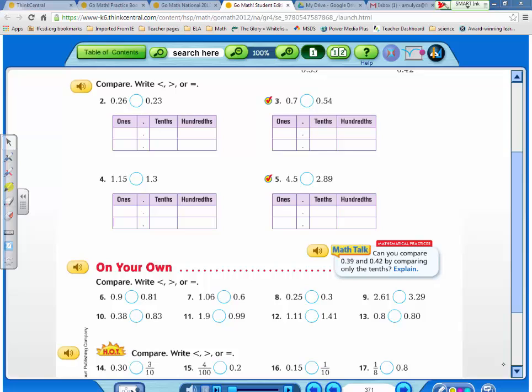Welcome to Go Math Lesson 9.7. Today we are comparing decimals. One of the biggest things that we need to keep in mind is that we need to compare like things.